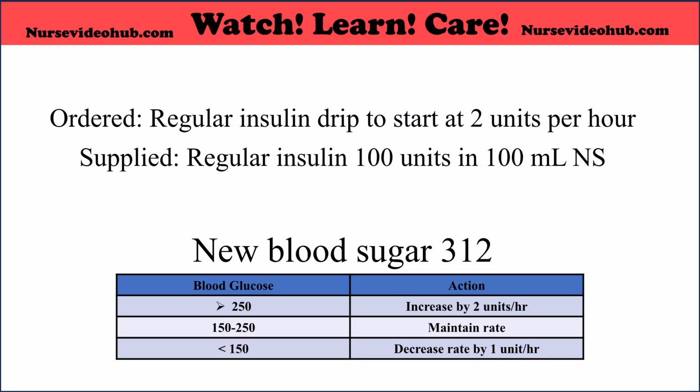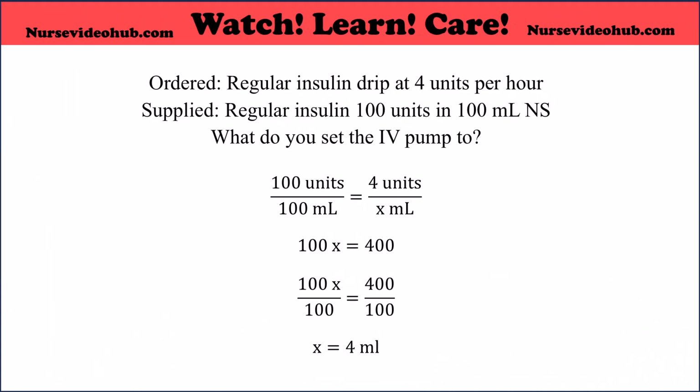Now we have the same problem, but you need to adjust the infusion rate based on the patient's blood sugar level. The patient's blood sugar is 312. Looking at the protocol, the desired amount should be increased by 2 units per hour. So you would add 2 units to the already 2 units per hour for a total of 4 units per hour. Set up your proportion.